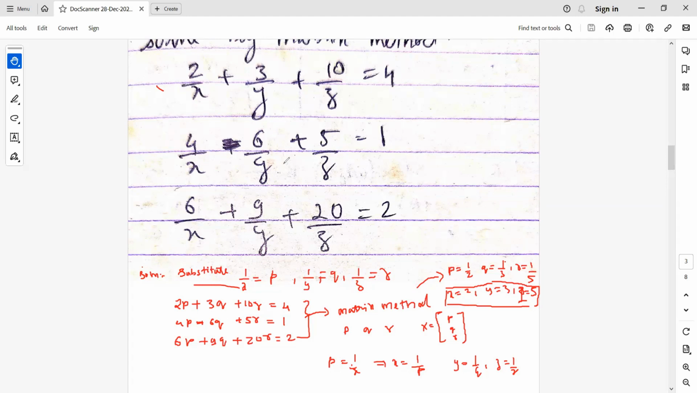A very important example. Next, we will be discussing one more example, the last example on the matrix method. This is a verbal type.